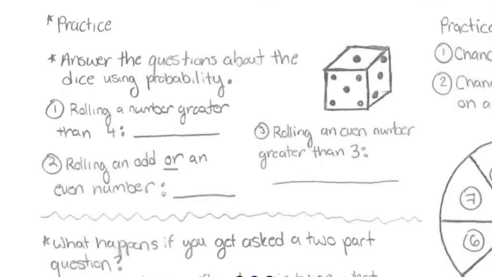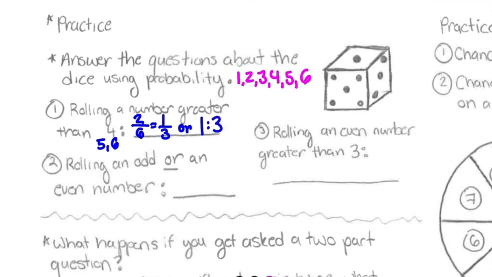Now, here we have a 6-sided die, or a dice. So you have the numbers 1, 2, 3, 4, 5, and 6. You're going to have to imagine some of the sides. So what's the possibility of rolling a number greater than 4? Well, there are 2 options that it could be. There's 6 possible, so that's 2 to 6. If I simplify that, it would be 1 to 3.